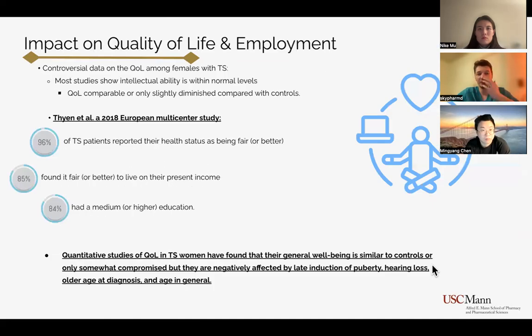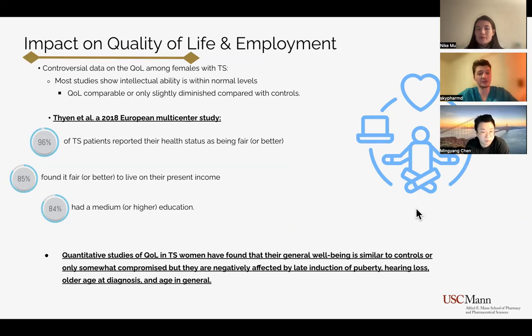I guess the next slide will showcase the impact on quality of life. This is a little bit more controversial. Some of the individuals don't have a larger impact because their life is not really diminished, as their phenotype is not expressed as often. But as you can see, there's a study that was done in 2018, a European multi-center study. It did showcase that 96% of TS patients reported their health status as being fair or better, so about comparable to normal individuals. And 85% found that it was fair or better to live on their present income.